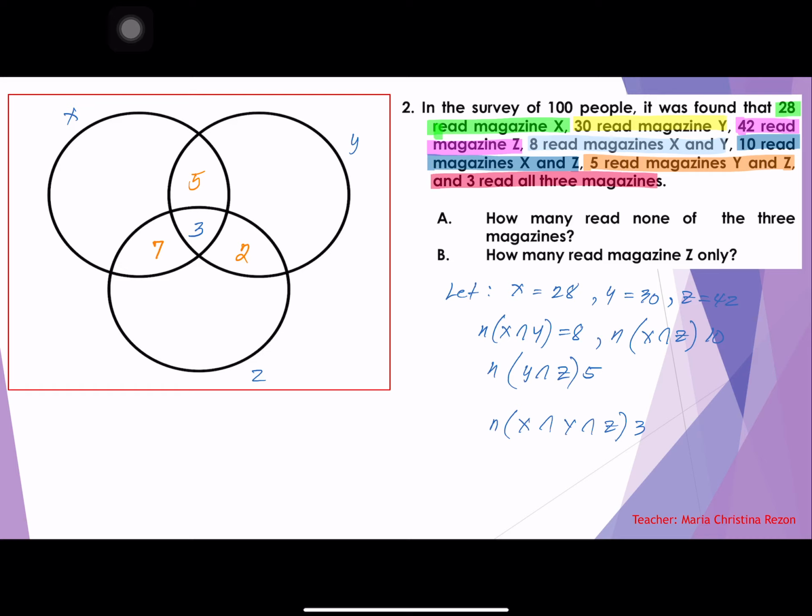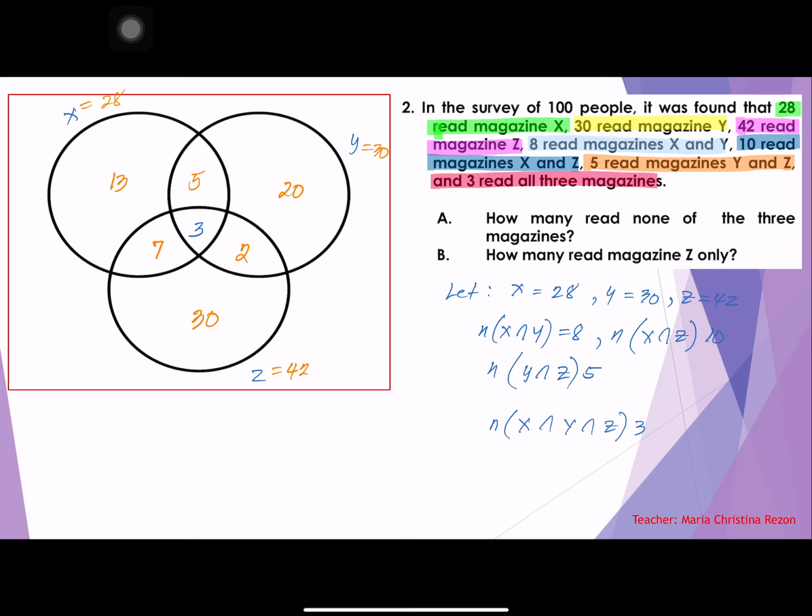Now, since this is 28 and this is 30 and this is 42, so how much is this part here? This one is 20. This part here is 42 minus 12, so this is 30, and then 28 minus 15 gives you 13.